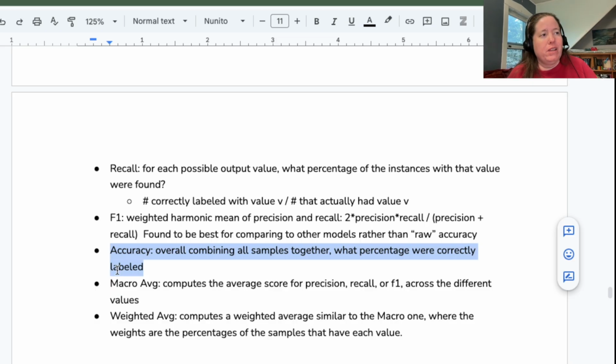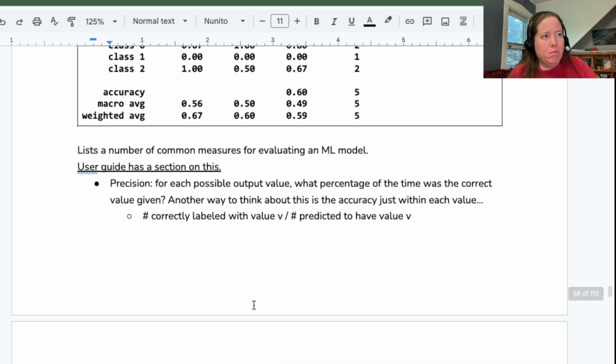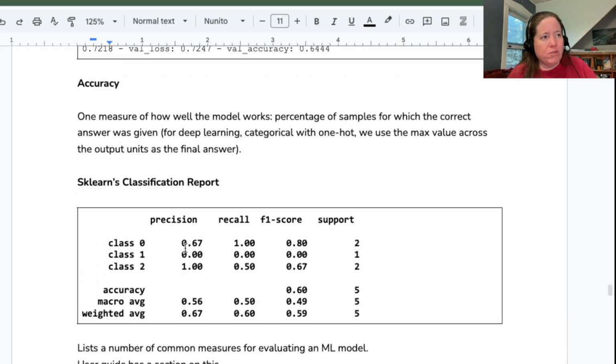Accuracy we talked about. The macro average and the weighted average are relatively easy to understand. Each of these was calculated separately for each class. The macro average, this number 0.56, is just the straight up mean of these 3 values. So we average across the categories. We're treating each category equally. It doesn't matter if they have different representation in the data set.